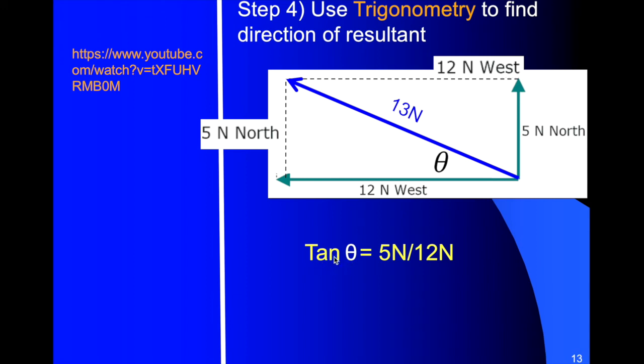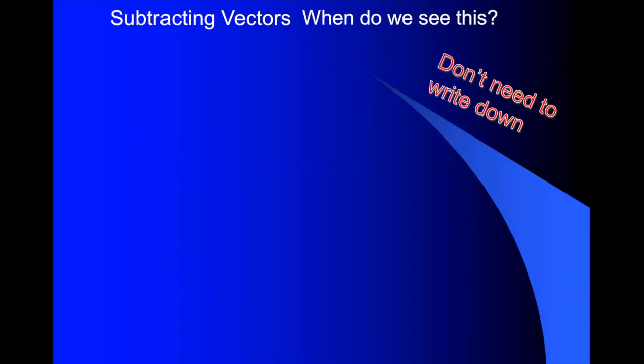So if we were to use tangent, remember we're going to say tangent of theta equals the opposite over adjacent, so that would be 5 newtons divided by 12 newtons. Then we take the arctangent, so we move that tangent over, and when we solve for theta, we get an answer of 22.6 degrees.